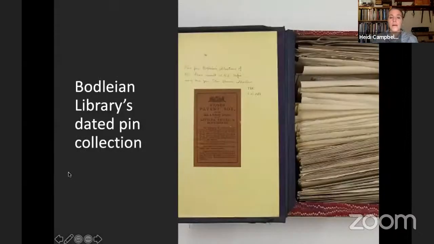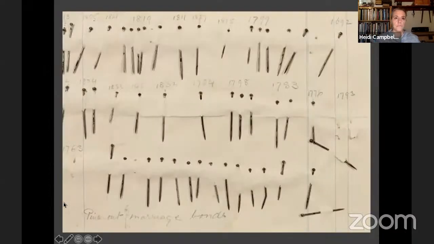So here is the Bodleian collection of dated pins. In the 19th century, some librarians, as they were processing the historic records in their collection, decided to remove the pins and put them in papers and date those pins based on the papers from which they were taking them. Here is one of those papers, and you can see the different pins that were found in documents. These are out of marriage bonds that were being processed, and the librarian is showing the different dates.